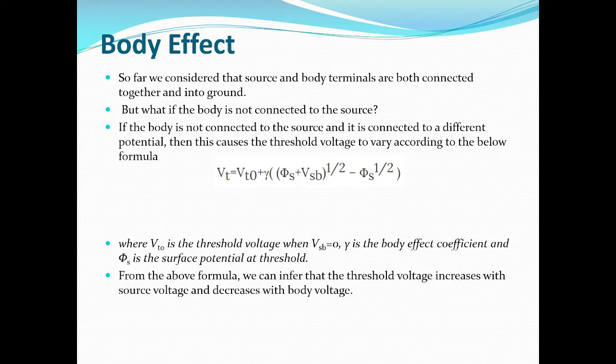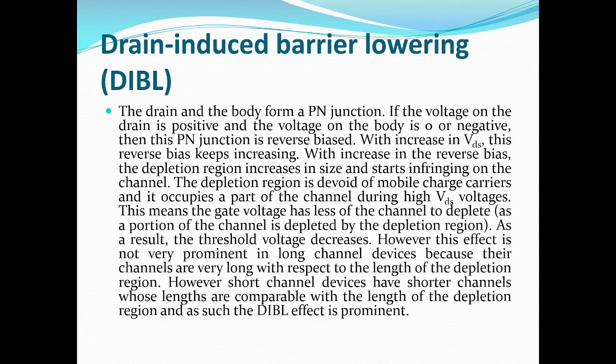The formula is given below, where Vt0 is the threshold voltage when Vsb is equal to 0, mu is the body effect coefficient and phi s is the surface potential at the threshold. From the above formula, we can infer that the threshold voltage increases with the source voltage and decreases with the body voltage. Next non-ideal characteristic is drain induced barrier lowering, DIBL.